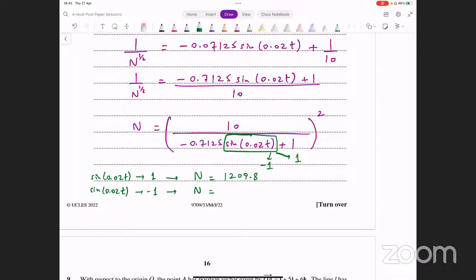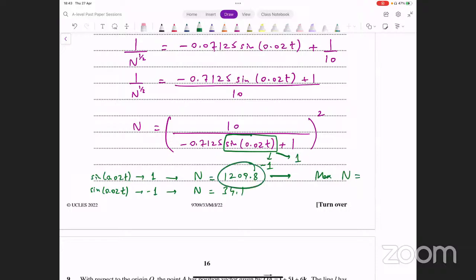So let me do that again. Okay, so for some reason it got removed from here, so I have to input that again. 10 divided by -0.7125 into (-1 plus 1) and then whole squared. The second one is giving me 34.1. Okay, whichever is the bigger value, you would say this is the greatest n. This is the maximum possible value of n.